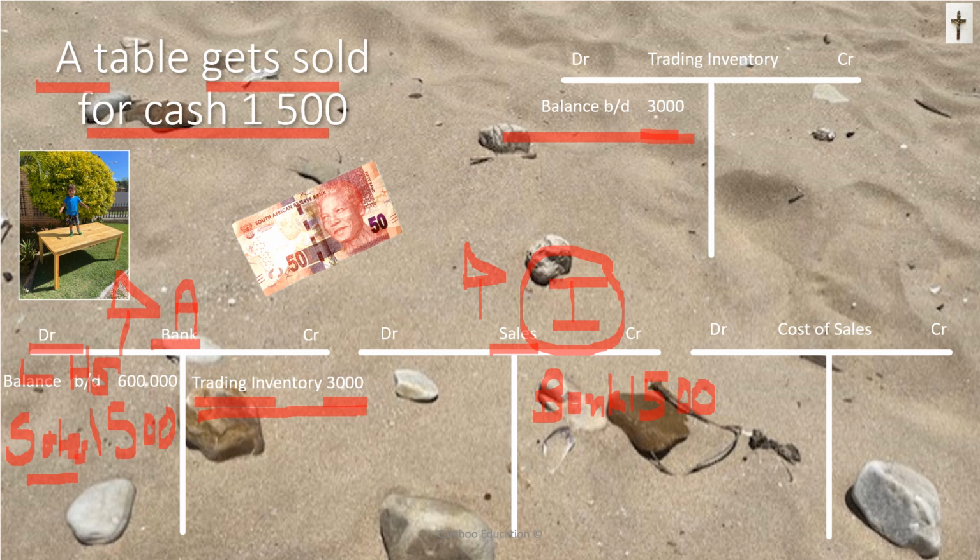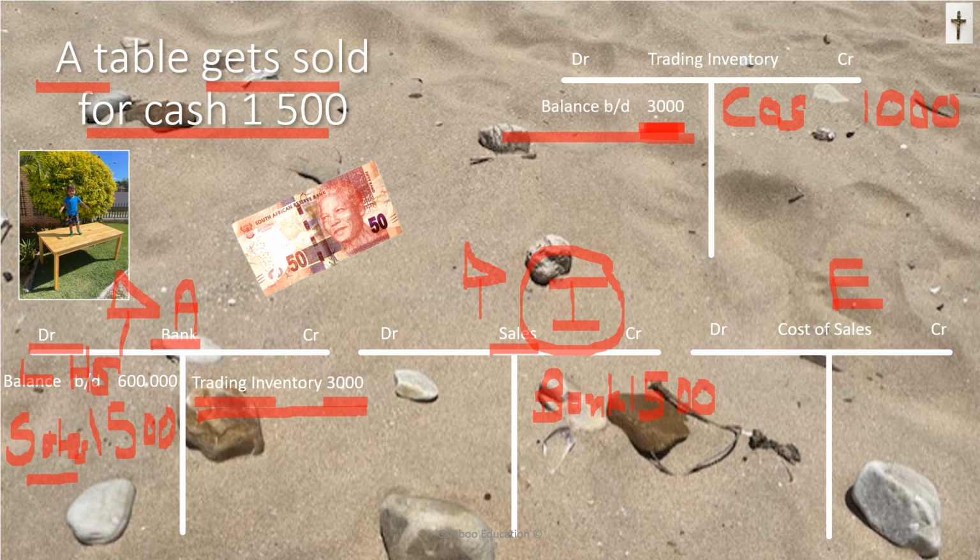Is our stock still valued at 3,000? That consisted of 3 tables that we purchased. But now we've sold 1 table. So we need to record that fact. And at this point of sale, the stock is expensed. So the contra account to trading inventory, we open up a new account called cost of sales. There is cost of sales.